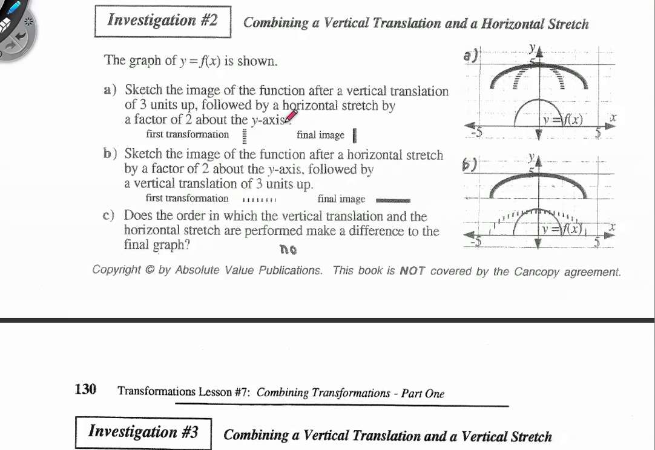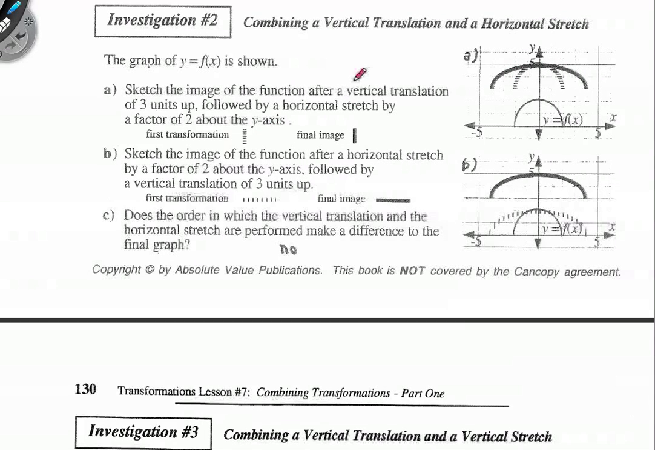Horizontal stretch by a factor of 2 about the y-axis. Sitting at -2 goes to -4, sitting at 2 goes to 4, sitting at x coordinate of 0 doesn't move, and so on. So here's your stretch. So this is the final product.